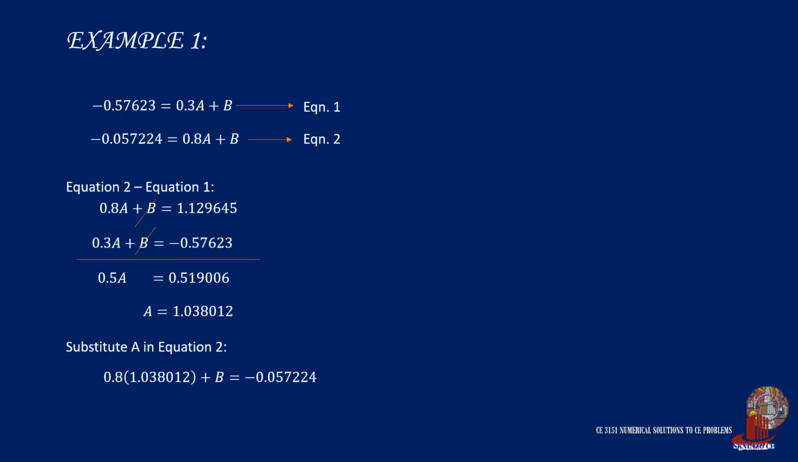Replace a with its value in equation 2, giving the equation 0.8 times that of a, which is 1.038012, plus b, is equal to negative 0.057224. And that value of b is taken as negative 0.887634. So the best fit curve for the dataset is f of x is equal to 1.038012 raised to x times negative 0.887634.